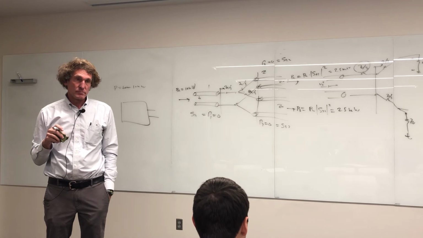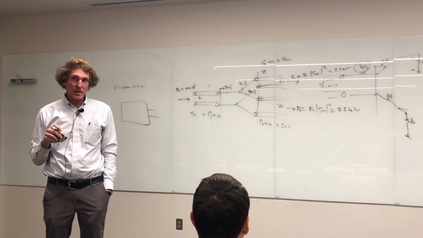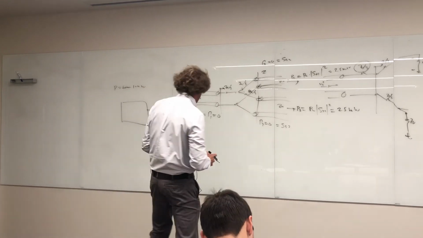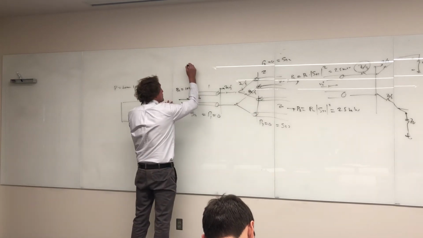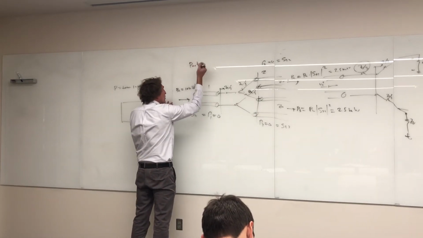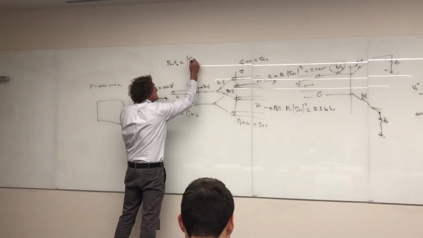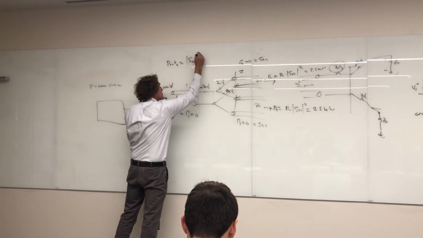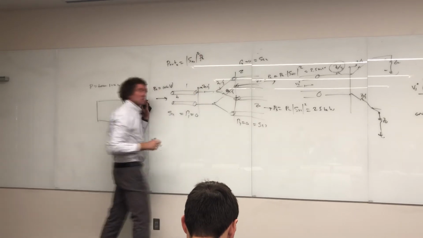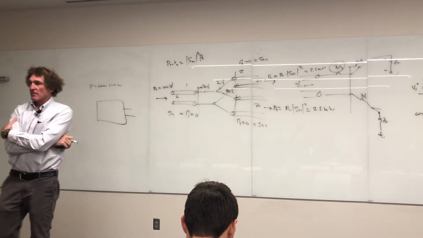Okay. All right, does everybody understand that? And maybe I should be clear about this. For these things, in general, the P out of any port is always going to be the S parameter magnitude squared times the input power, P in. That's the way you always do it. You take the magnitude squared of S.